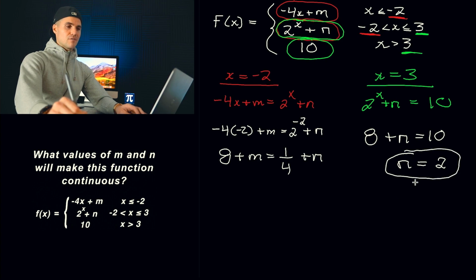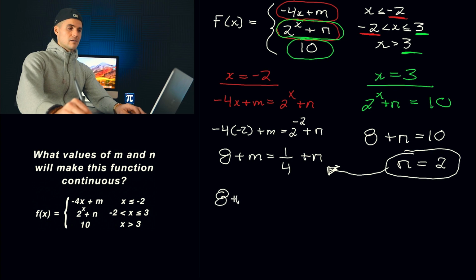We could solve for that n value of 2. And then notice we could plug in that n value of 2 right here, and then we could solve for that m value. So we've got 8 plus m equals 1 over 4 plus 2.